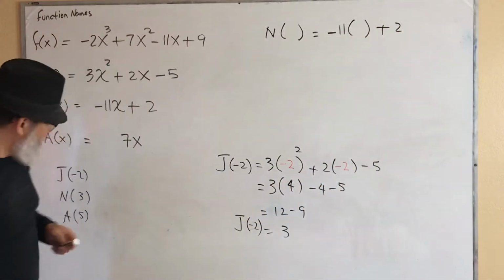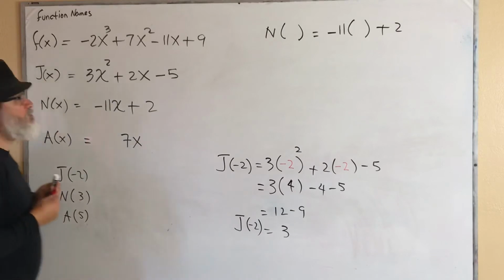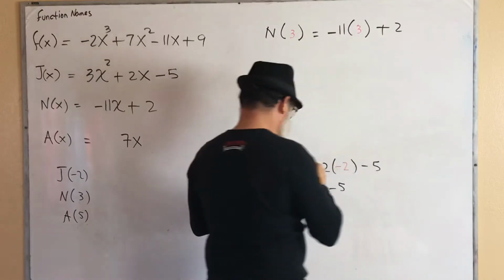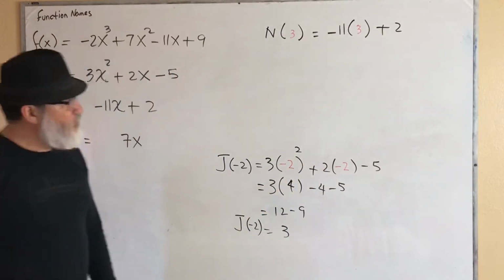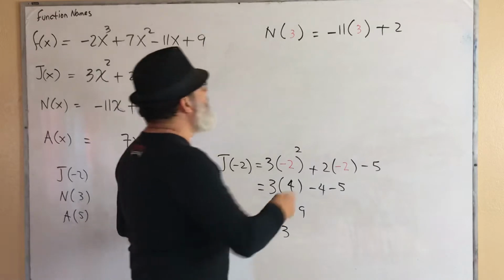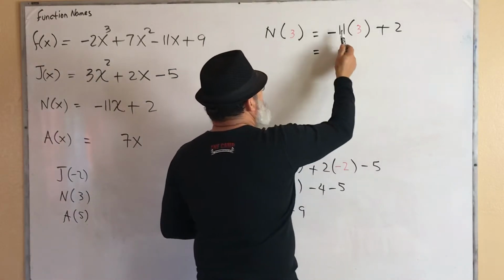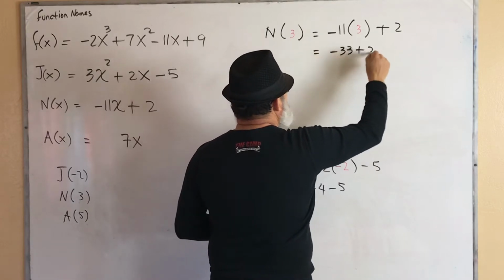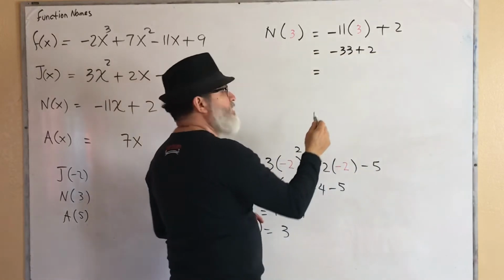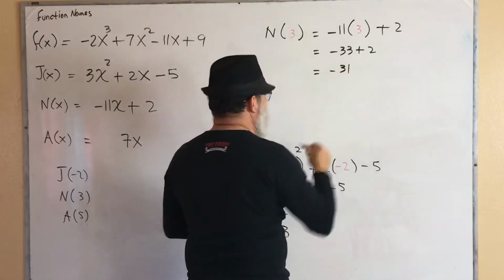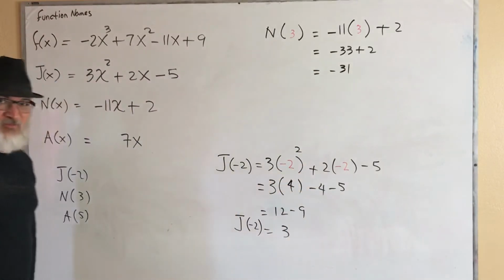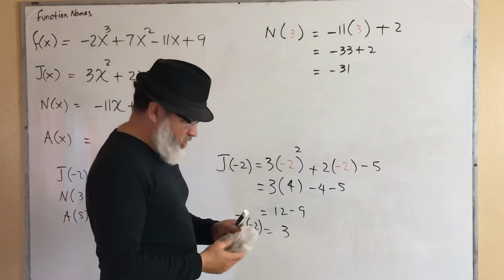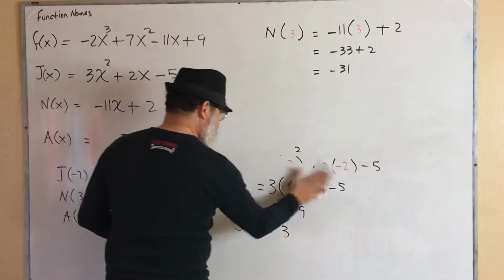Okay. But this one has Norma of 3. Norma of 3 there, and so 3 goes there. And so now, multiply. -11 times 3. -33 plus 2, which equals to what? -31. Fun. This is fun. All right, gotta erase Jack. Sorry, Jack. Gotta go.